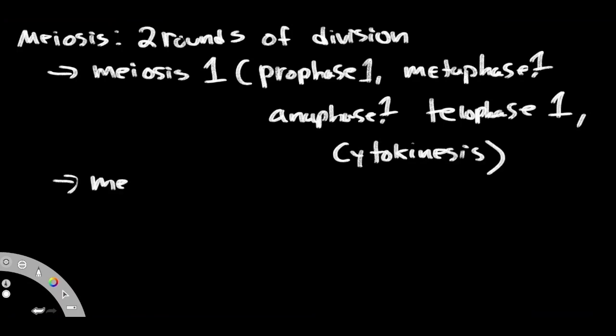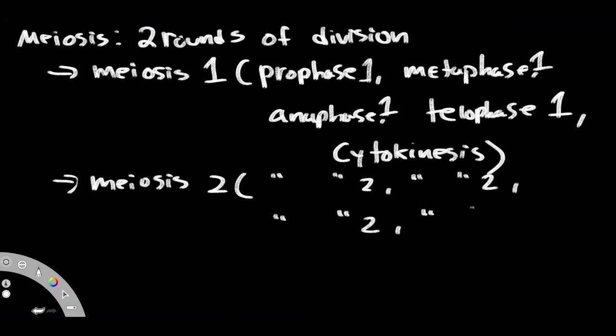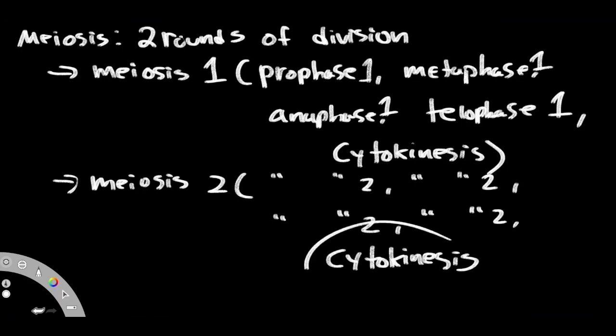Once that's concluded, we can now move on to meiosis 2. Meiosis 2, it's the same thing, all right? Prophase 2, and then metaphase 2, and then anaphase 2, and telophase 2. And this is also concluded with its own cytokinesis. And this is the very, very final step.